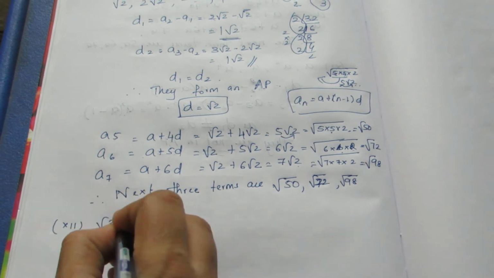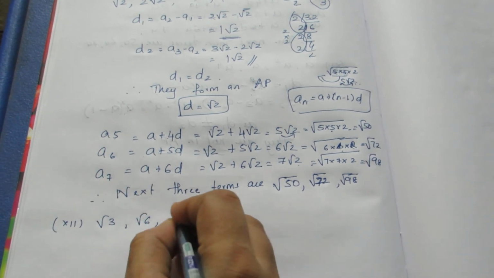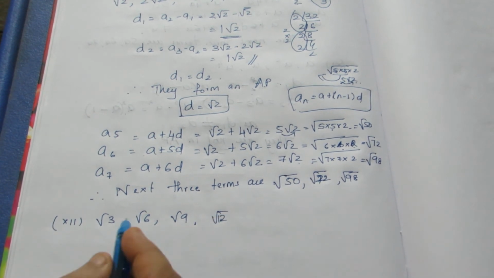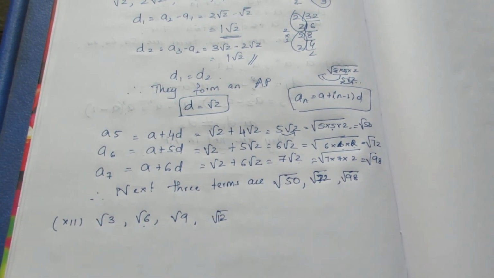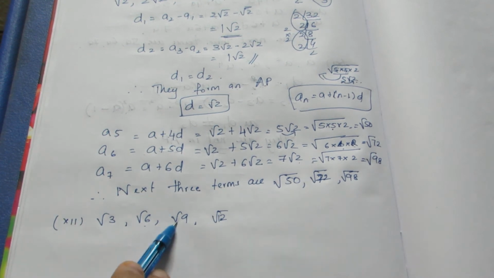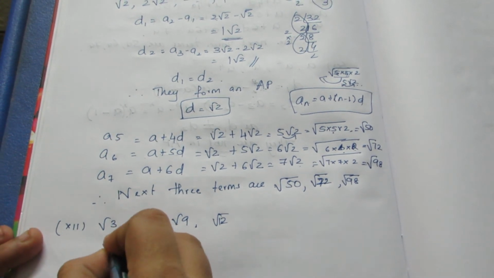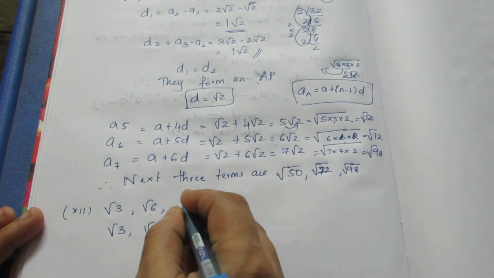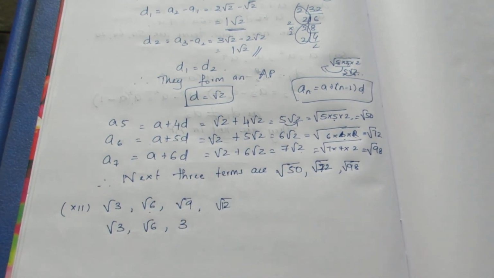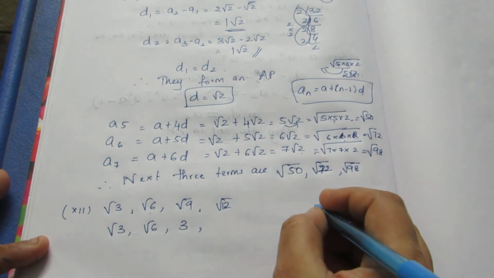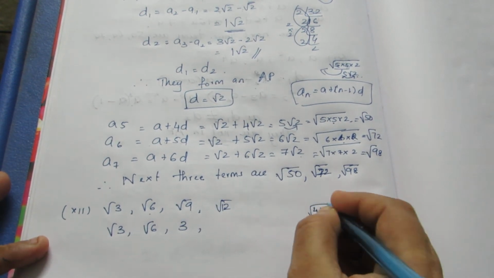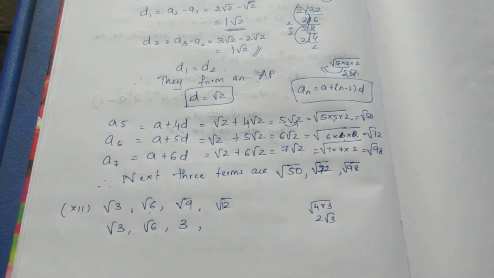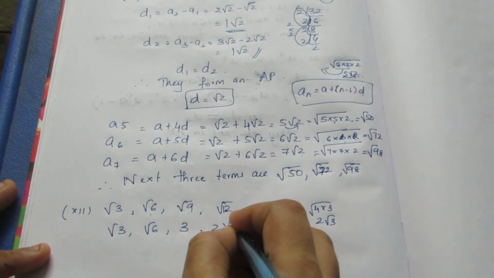The sum is root 3, root 6, root 9, root 12. Here root 6 we can't solve because it is 3 into 2, even root 3 we can't solve, but root 9 we can solve. Here it becomes root 3, root 6, and root 9 is nothing but 3 3s are 9, so 3 comes out. Here 4 3s are 12, taking root, this becomes 2 root 3. If you don't know, just do prime factorization and solve. So this becomes 2 root 3.